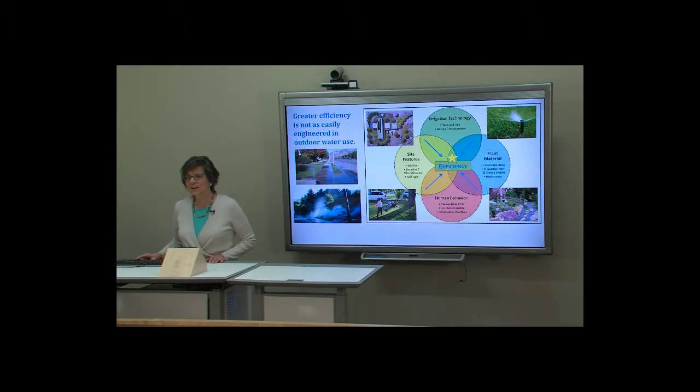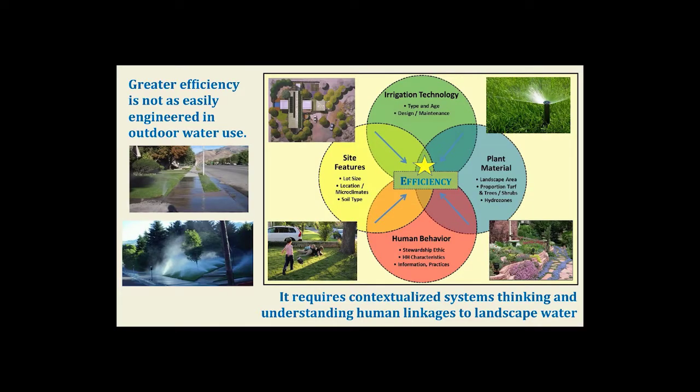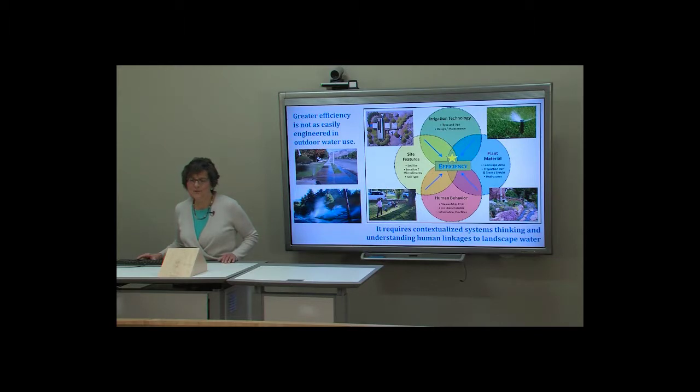The efficiency there is a result, oftentimes, of a fairly complex intersection between human behaviors and the plant materials people have in their landscapes, the irrigation technologies they use to water those landscapes and their sophistication at using those technologies, as well as site features and landscape designs that may make it easier to be efficient. All of these occur in the context of dynamic climate variability. So promoting outdoor water use efficiency requires contextualized systems thinking and understanding human linkages to landscape water.